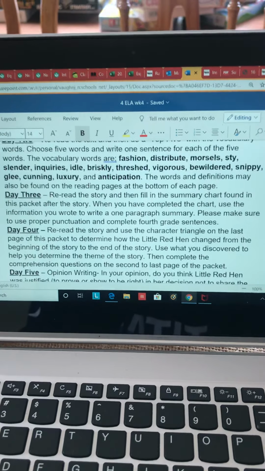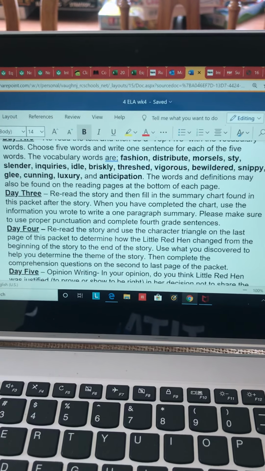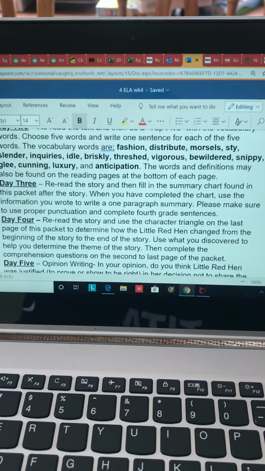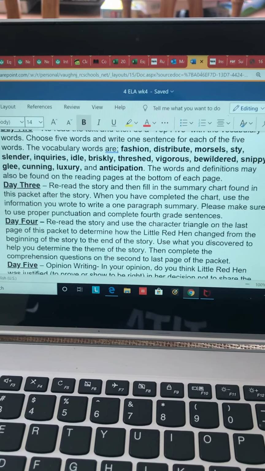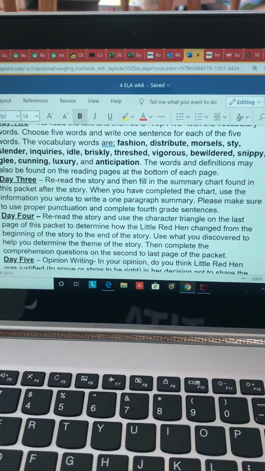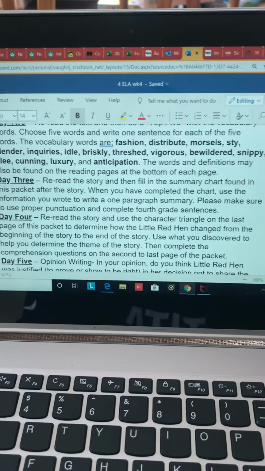Day 3, reread the story, and then you're going to figure out the somebody, but, so, then summary chart that we do. You're going to fill in that chart and then you're going to write your own 1-paragraph summary about the Little Red Hen.